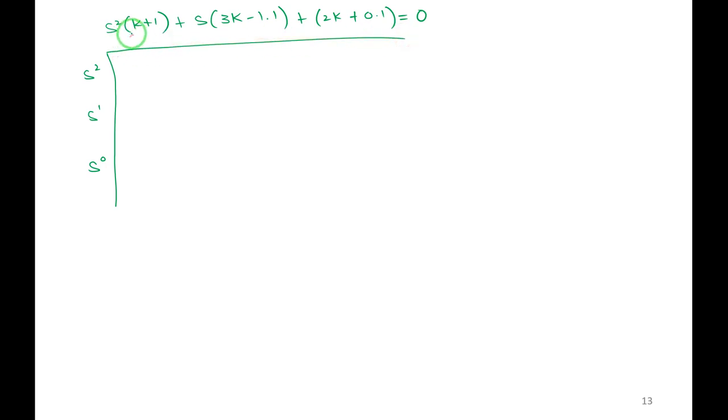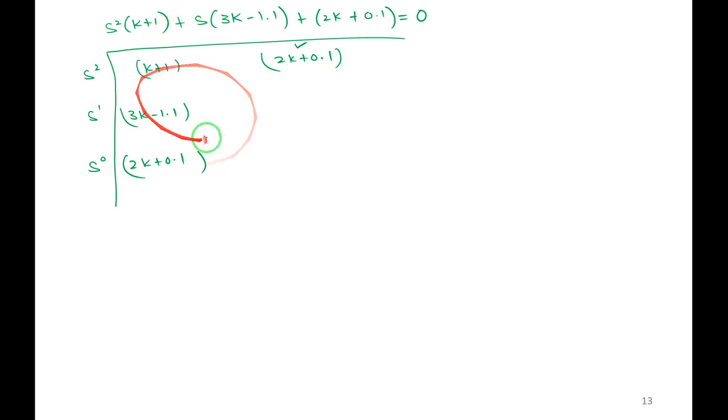So first we'll write the odd term coefficients: k plus 1. Next, the constant term is 2k plus 0.1. Next we'll write the even term coefficients: 3k minus 1.1. That's all, right? I don't have any other term. Then the constant term will be coming here, L shape, 2k plus 0.1. Okay, this Routh array is formed now. So we have to observe the first column elements of the Routh array.